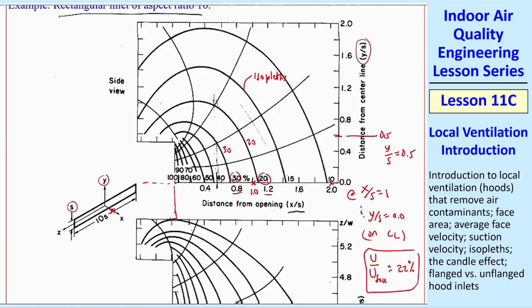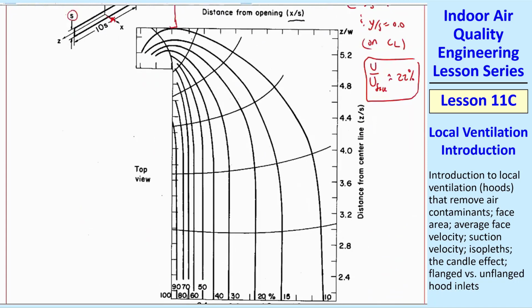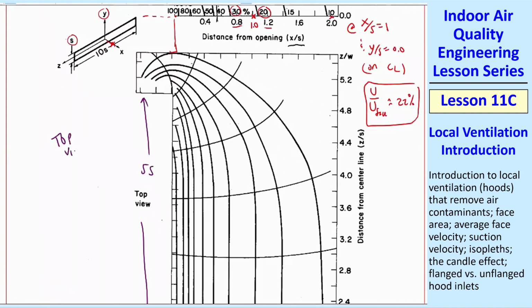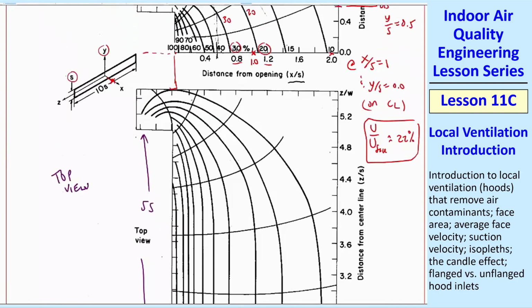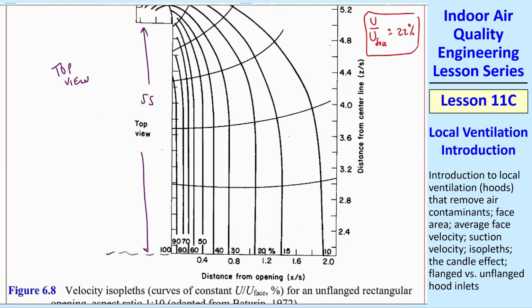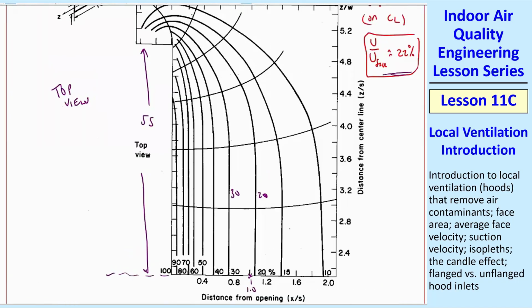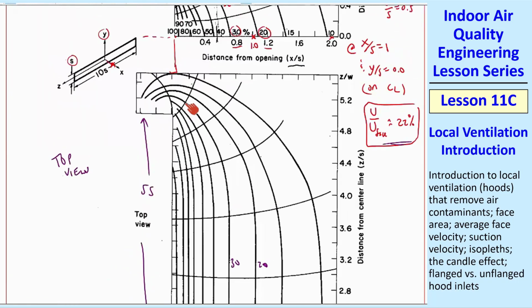That's a side view. This is a top view. It's 5S because, again, we're doing half. So this is the symmetry plane through the middle, looking from the top. So this is a top view, and this is the side view. And we see those same kind of isopleths. Here's your 20%, here's your 30%. When we're right in the middle at 1, that's our 22% that we had up here. So that agrees. And it's fairly constant until you get near the corners.